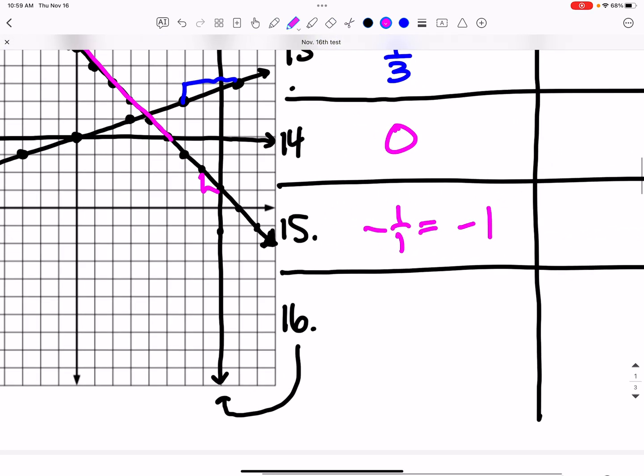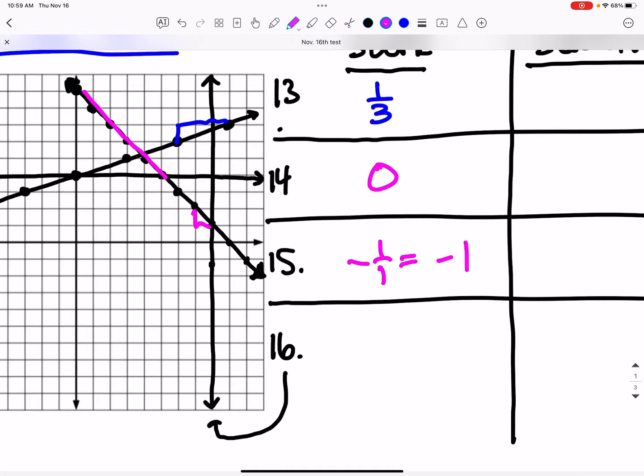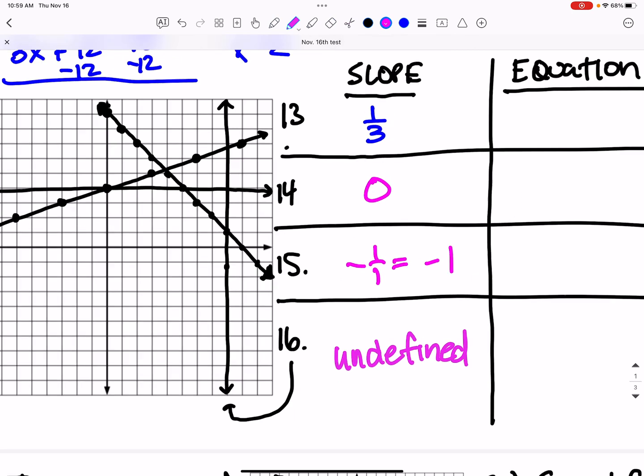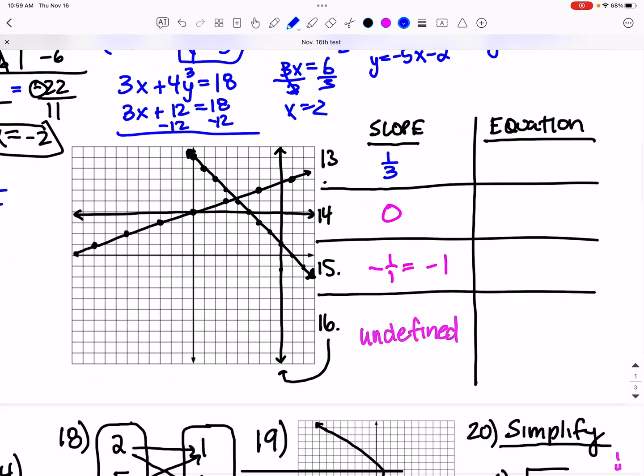And the slope of 16 is going perfectly straight up and down. That's illegal. That is not a slope. That is not skiing. That is falling. That's undefined. All right, so when I know the slopes, I just say y equals 1/3 x and y equals negative x.